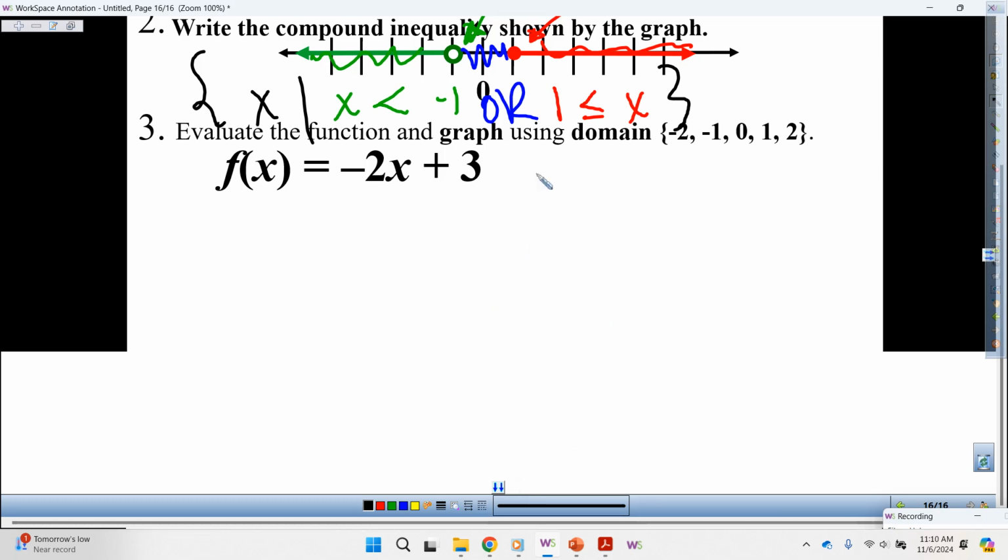Last but not least, we need a table. X, f of x. Our domain is -2, -1, 0, 1, 2. Our range, if we substitute values in here, -2 times -2 is +4 plus 3, that's 7. -1 times -2 is 2 plus 3, that's 5. 0 times -2 is 0 plus 3, that's 3.